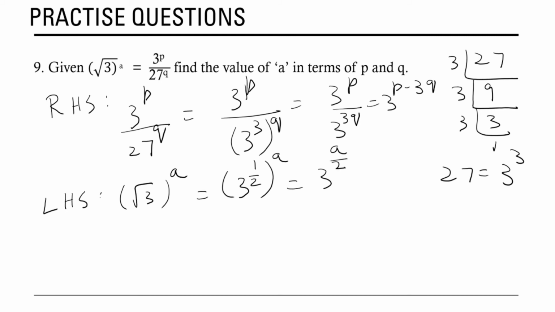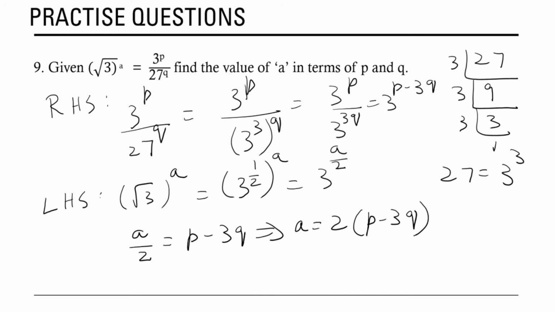So given that the left hand side and the right hand side are equal, I am equating the powers. We have A by 2 is equal to P minus 3Q. This implies A is equal to 2 into P minus 3Q. So this is how we have found the value of A in terms of P and Q.